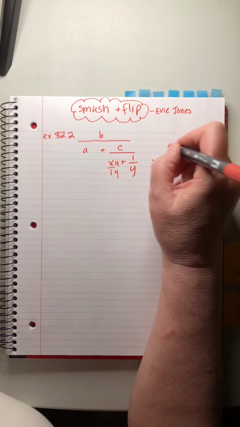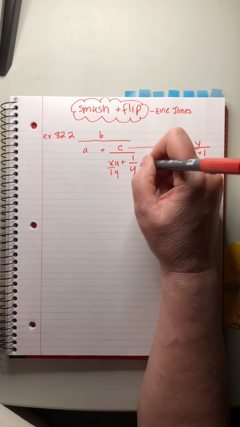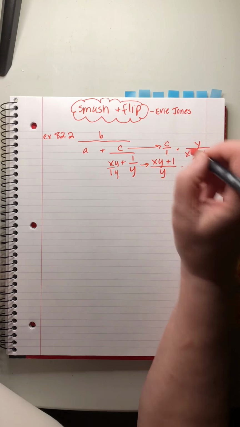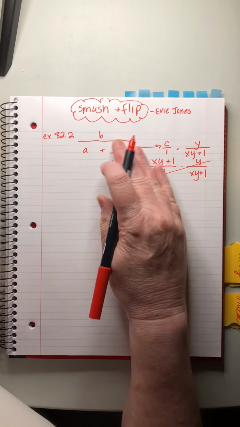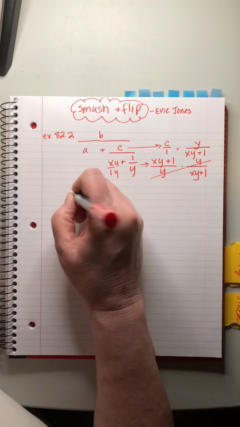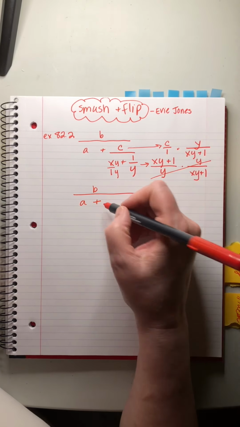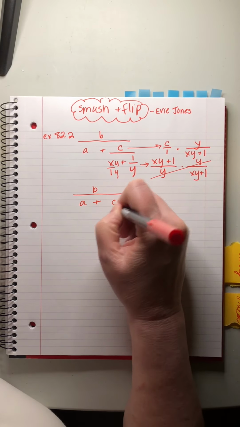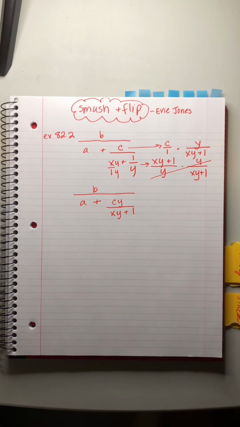This is times c over 1, right? I'm just bringing that across. We're multiplying that. Okay, this is gone. And again, this is all just this little corner of the universe. I'm going to rewrite this b over a plus, and then whatever this simplifies to will go here: cy over xy plus 1. All right, it's kind of a lot, but we've got it.